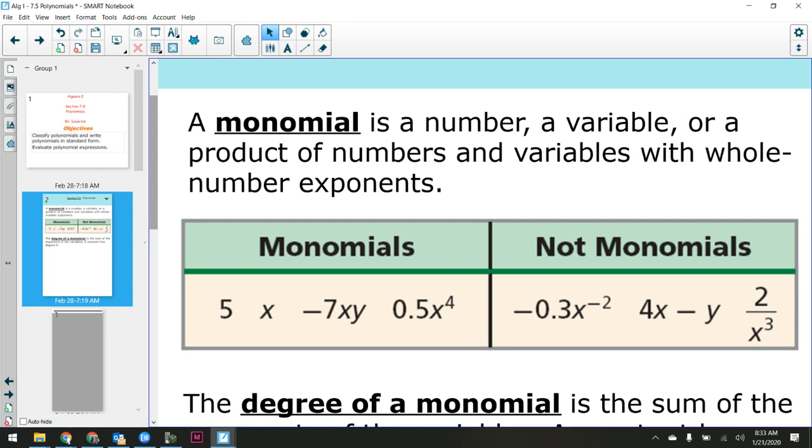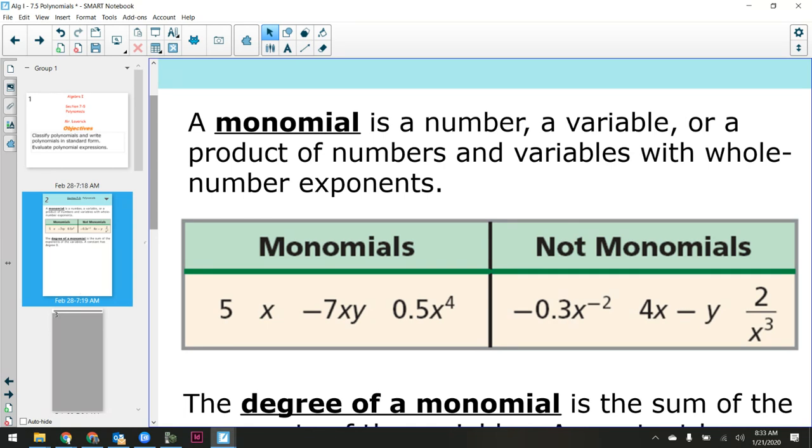So here are some monomials and here are some not monomials. Like the number 5, you can consider a monomial. X is a monomial. Negative 7xy, yes, it can have more than one variable as long as it's not separated by an addition or subtraction sign. 0.5x to the 4th, sure, it could have an exponent on there, that's totally fine. Just as long as there's not an x separated by a plus or minus.